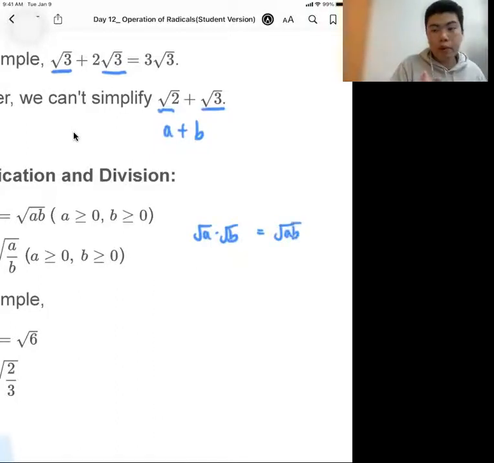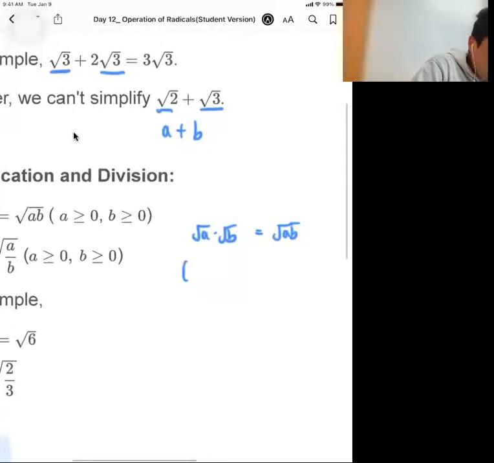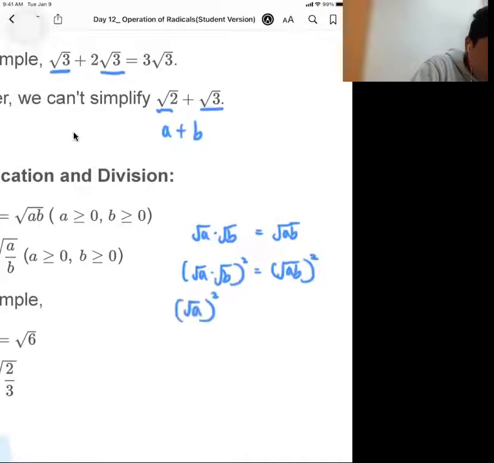How do we prove this? We can first square these two together. So we have the square root of a times the square root of b, to the power of 2, and then the square root of ab, to the power of 2, right? On the left hand side, we have the square root of a squared times the square root of b squared, and that equals ab, right? So we have ab equals ab.